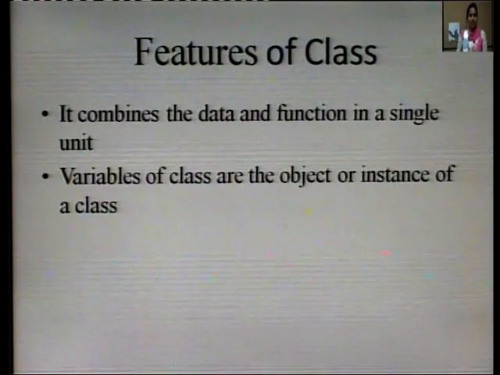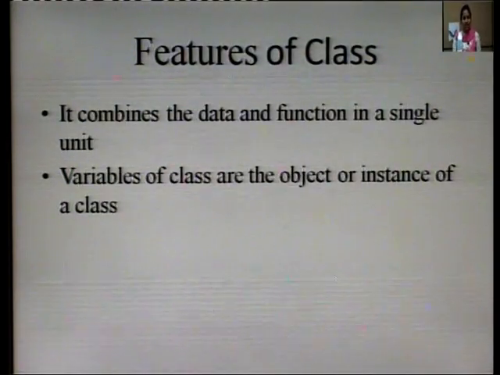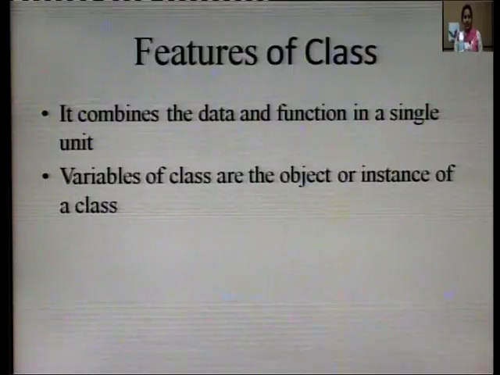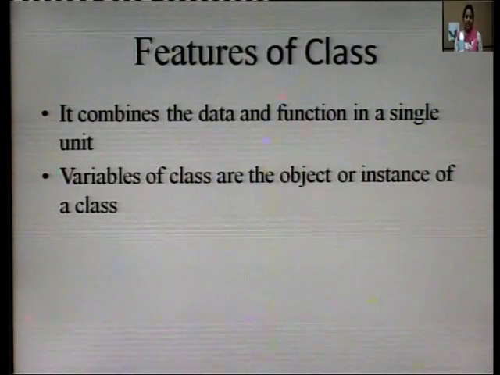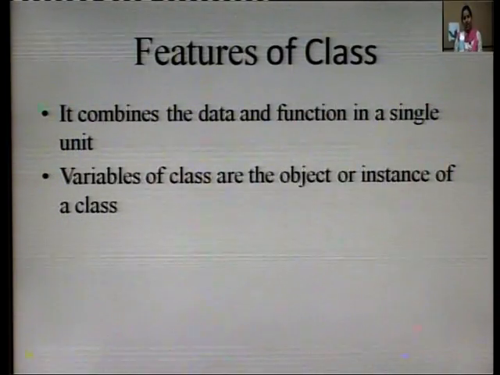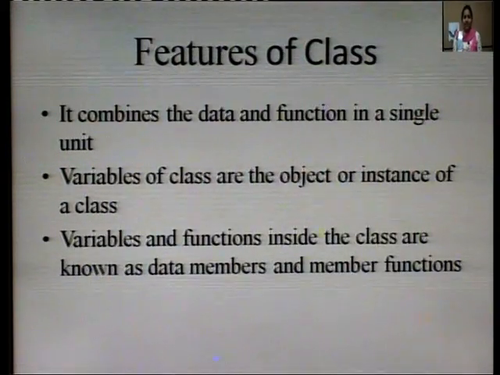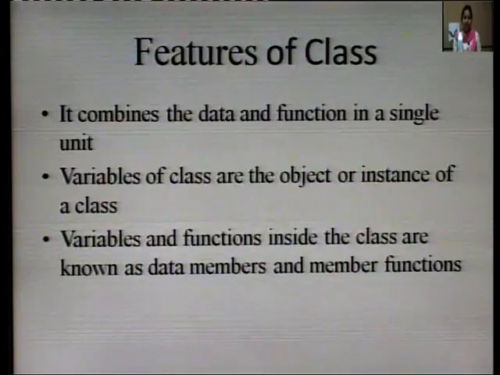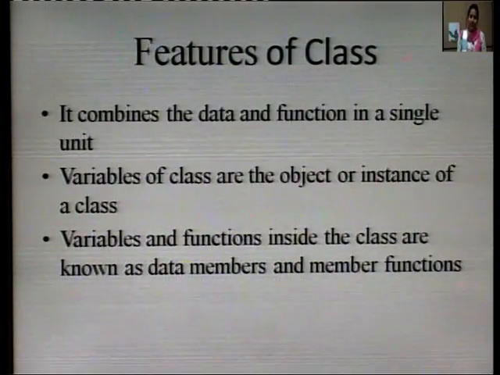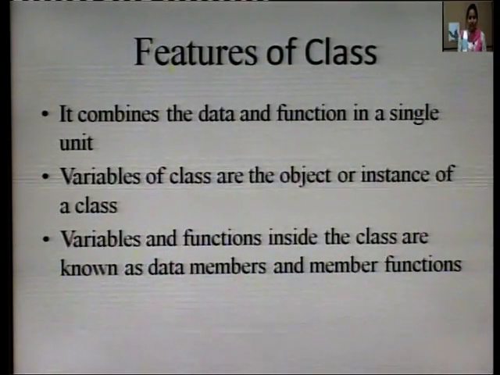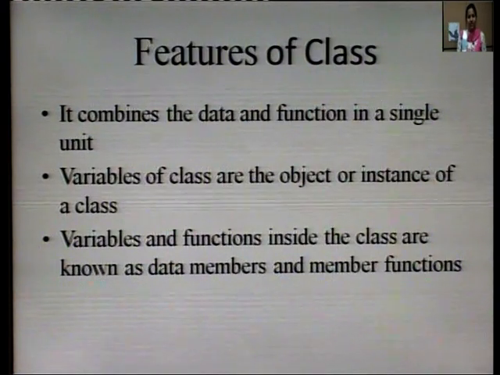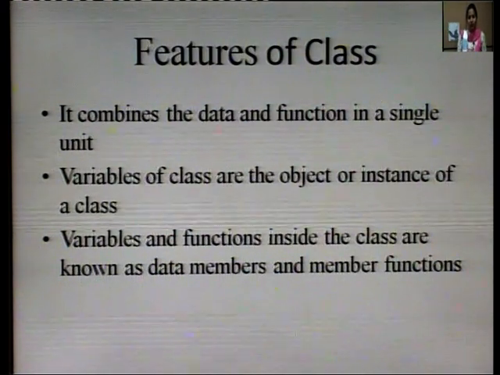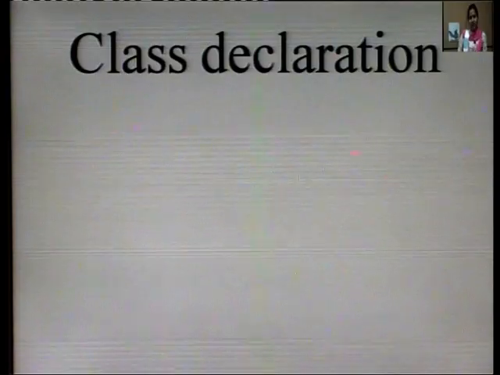So variables of a class are the objects or instances of a class. If we declare a variable of a class, that becomes an object of the class. Variables and functions inside the class are known as members. Variables which are defined inside a class are called data members, and the functions which are defined inside a class are called the member functions of a class.